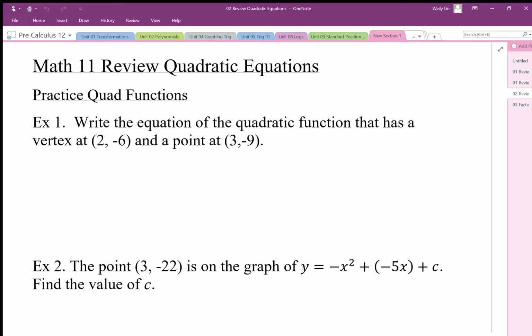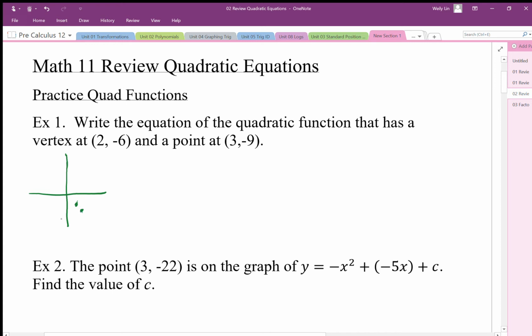So here we continue on with the previous day where we're just looking at quadratic functions. Here we've been given a vertex and a point. So again, if we're given a vertex and a point, really we want to be using the vertex form. We should always try to at least visualize what this looks like. So it's 2 over, 6 down, maybe somewhere around here, and it's 3 over, 9 down, so something like that.